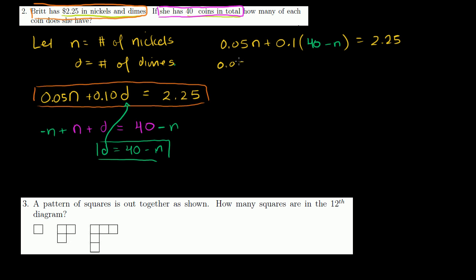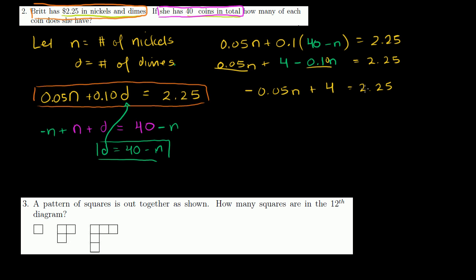So we get 0.05n plus 0.1 times 40. Let me show you that I'm distributing it. 0.1 times 40 is 4, minus 0.1n. I just distribute this times each of these terms, and it is equal to $2.25. Then we can take 0.05 minus 0.10. If you take those two terms, you're actually going to get a negative 0.05n, right? This is twice as big as that, so it's going to be a negative number, plus 4. So I still have that 4 equal to $2.25.